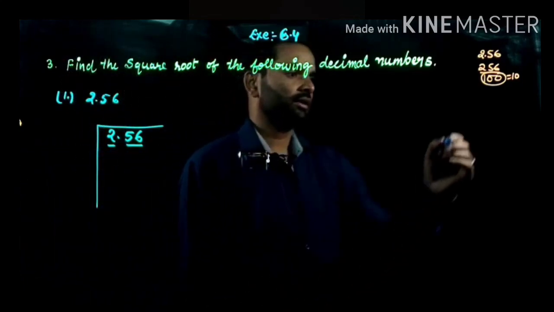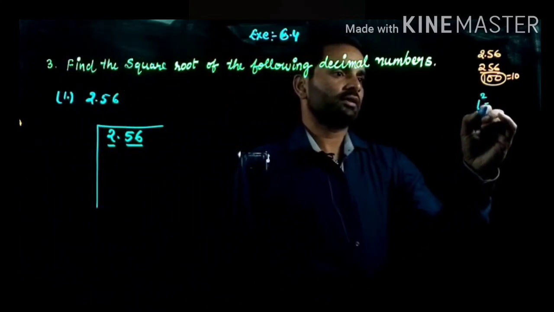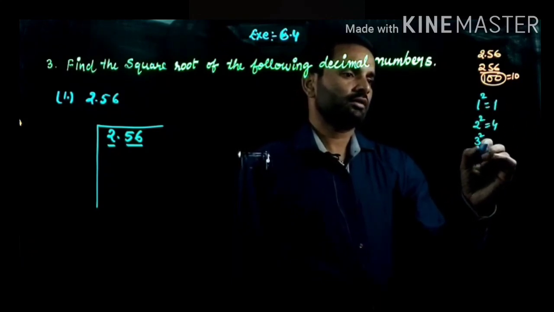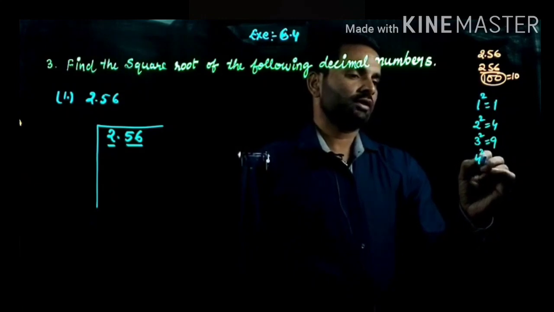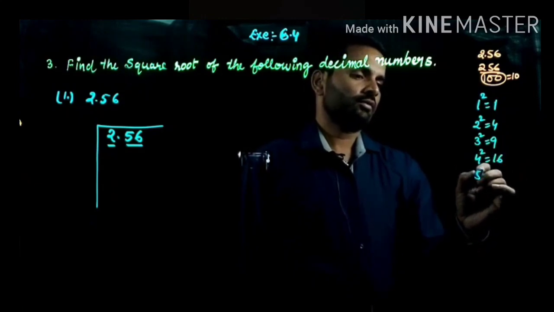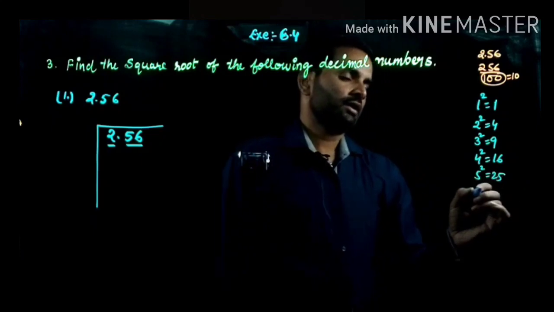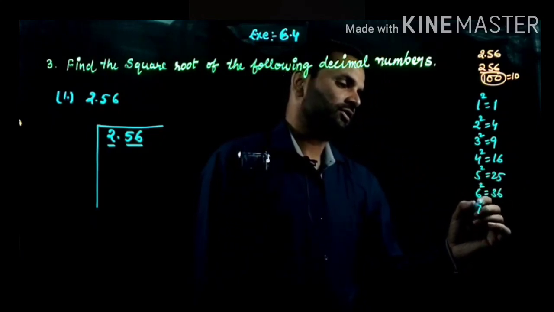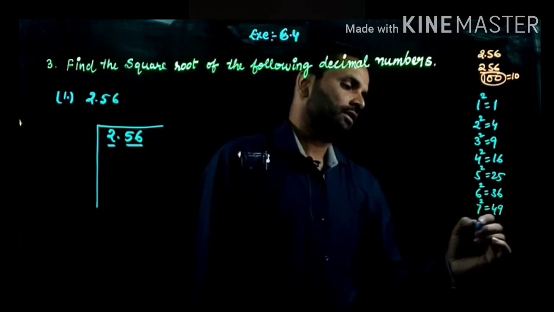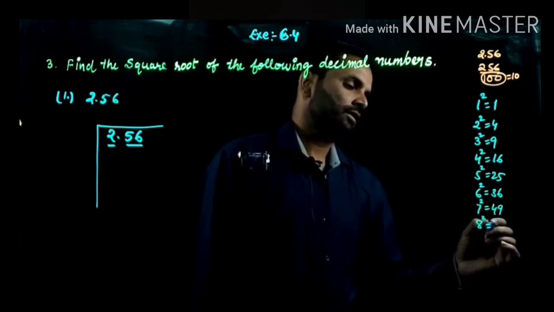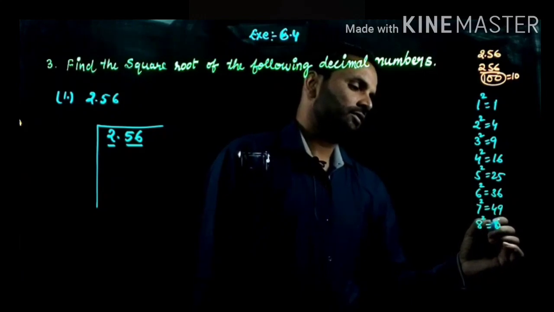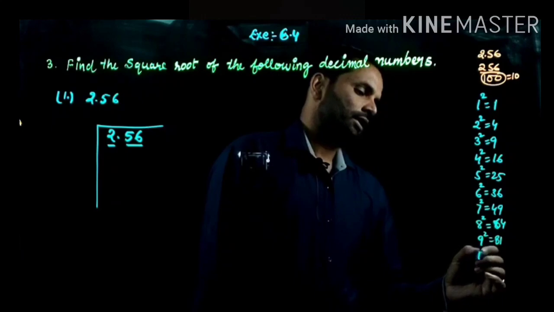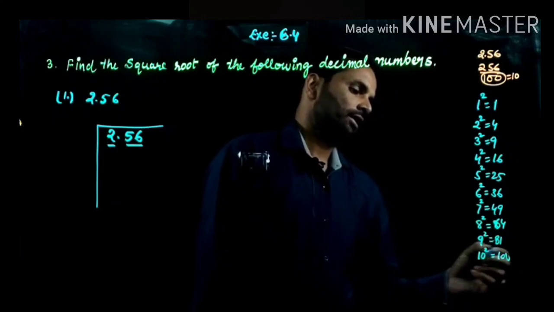Okay, and the table is: 1 square is equal to 1, 2 square is 4, 3 square is 9, 4 square is 16, 5 square is 25, 6 square is 36, 7 square is 49, 8 square is 64, 9 square is 81, and 10 square is equal to 100.